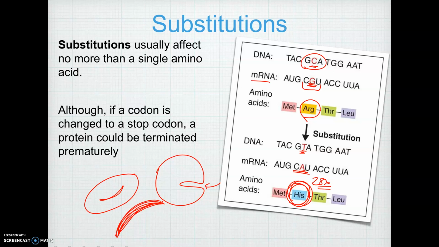So, even though it only affects one amino acid, unless this changes to a stop codon, then of course the whole protein would terminate. This could still be a big problem. I mean, it could be minor, it could be big. It really just depends how important that amino acid is to how the protein folds up into its final shape and what its job is going to be.